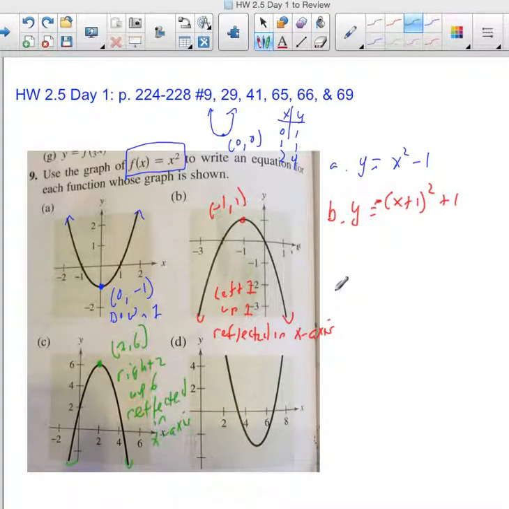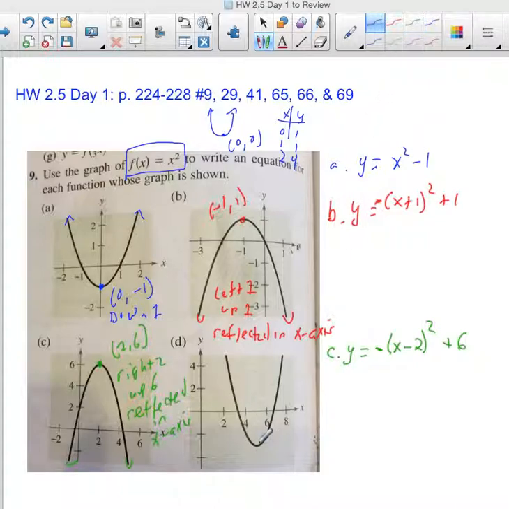So to write the equation for letter C, I'm going to say y equals, to shift a graph of x squared right 2, I replace x with x minus 2. Remember, if we want to go right 2, we have to subtract 2 from x. We do the inverse operation when we're changing things that affect x. Up 6, which means I add 6 to my function. Reflected in the x-axis, I put a negative in front of my function.